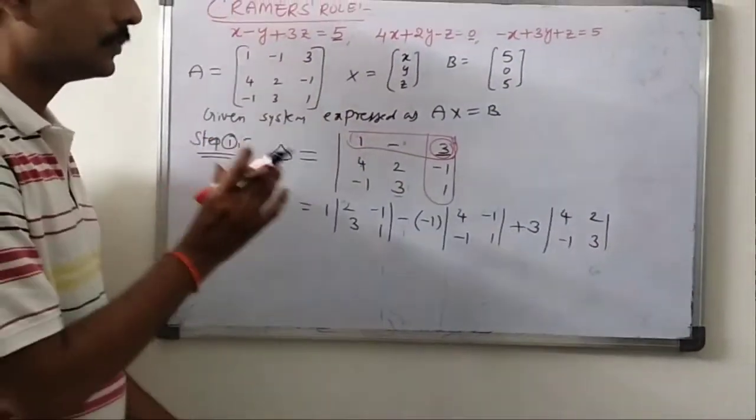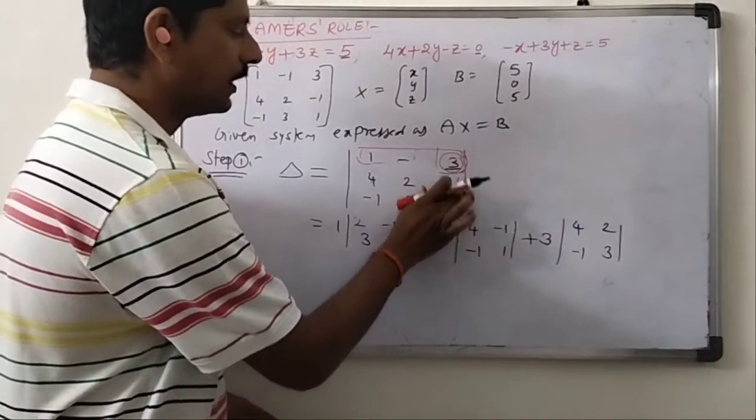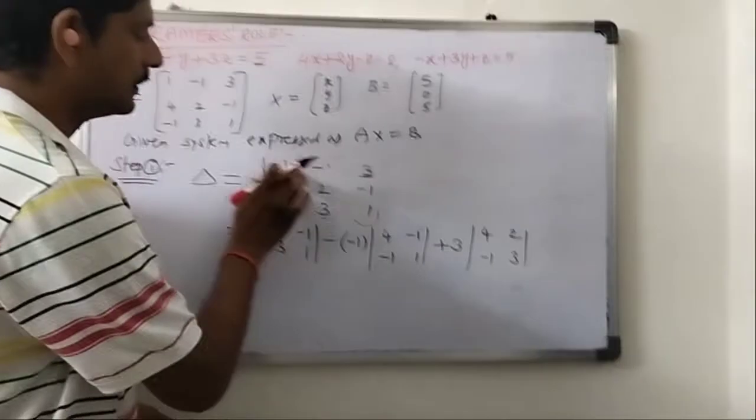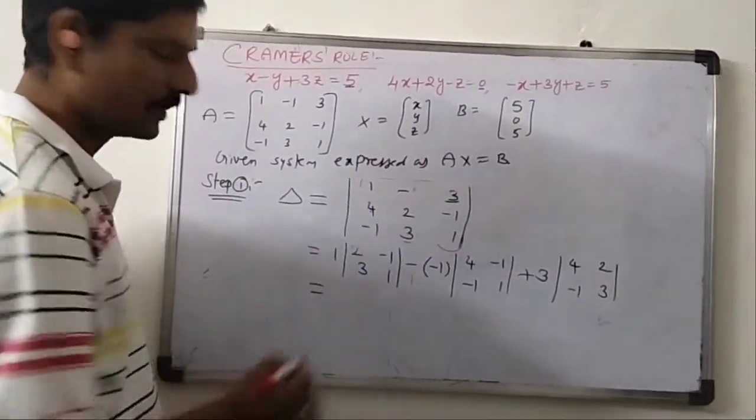So this is the first step to find the determinant of the 3 by 3 matrix. For finding the determinant of any 3 by 3 matrix, this is the process. Okay. Now I have to expand this.